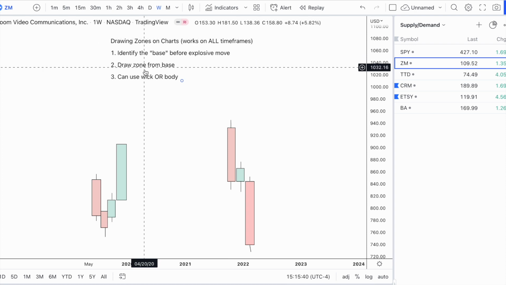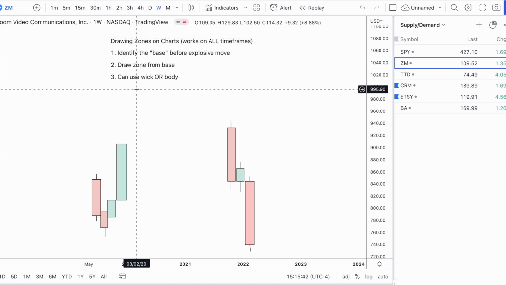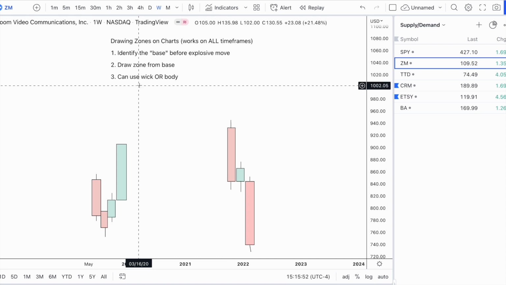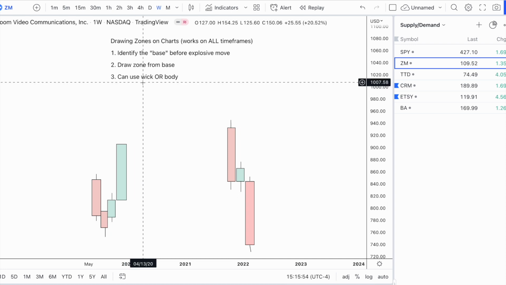There's really 3 steps when it comes to drawing zones on the charts. First one is going to be identifying the base of the explosive move, so where the actual consolidation is, where the supply and demand zone is. You're going to draw a zone from the base, and then you can use the wick or the body, and I'll get right into that in a second.